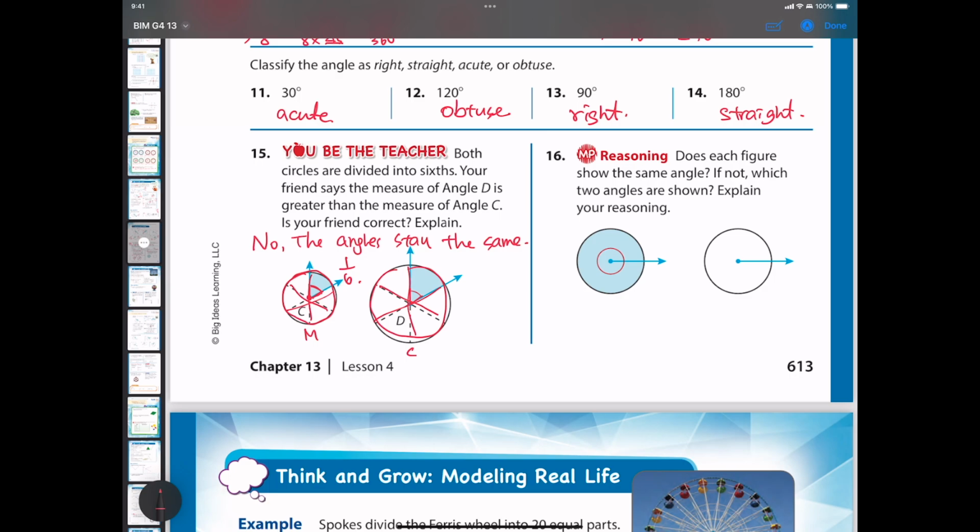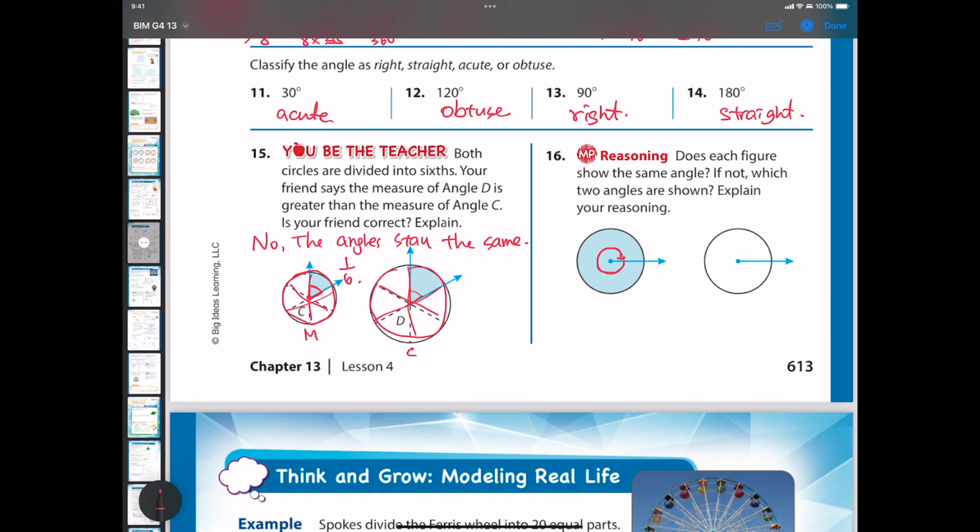All right, number 16. Does each figure show the same angle? If not, which two angles are shown? Explain your reasoning. Okay, are they the same? It looks the same, but what's the difference? They have a circle inside, right? And they have shading. But the other one, the right side one, is not shaded and there is no circle.